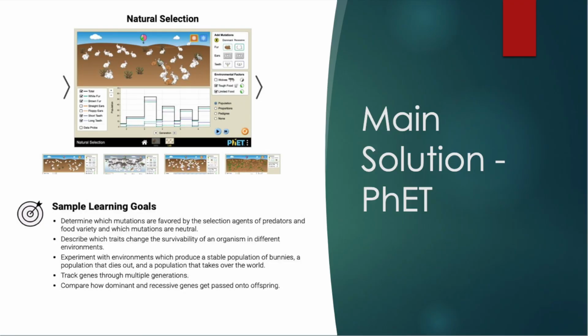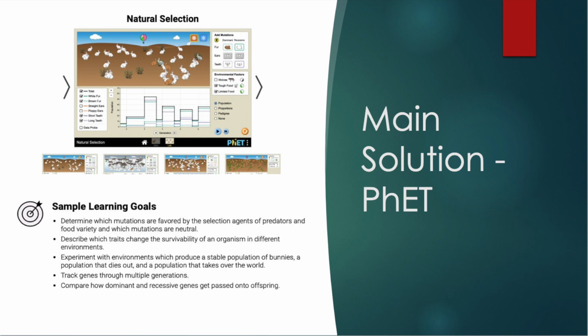The main solution to our problem is PhET. PhET is a series of online simulations created by the University of Boulder with a natural selection simulation that allows the user to introduce and change parameters in an environment themselves. This interactive software allows students to personalize their learning strategies.